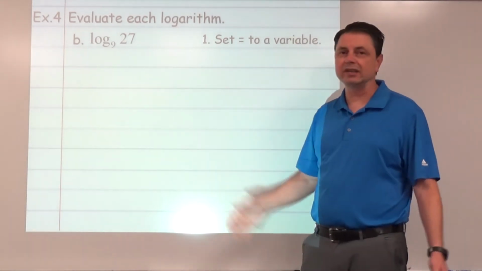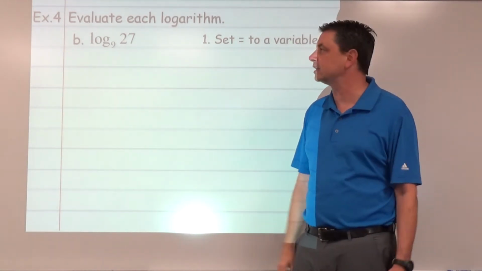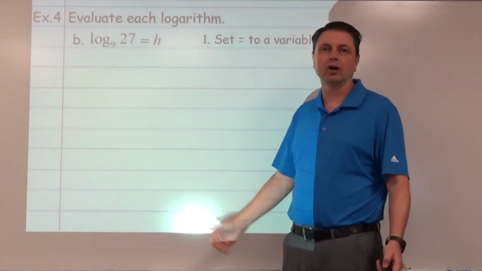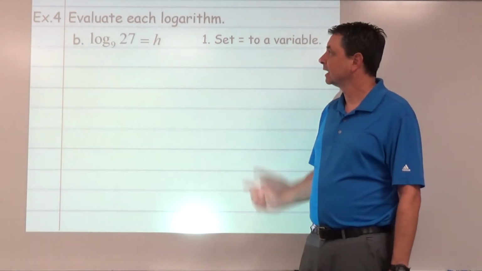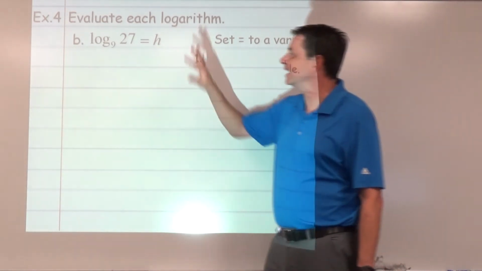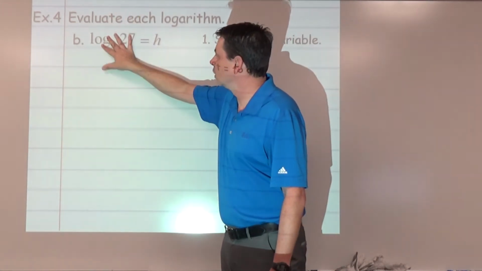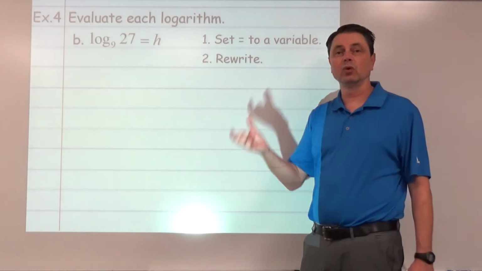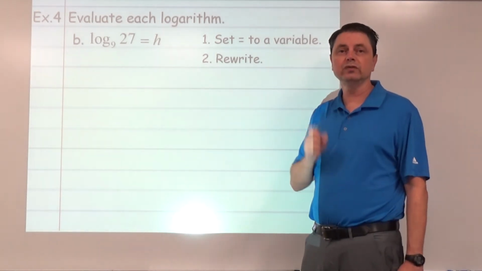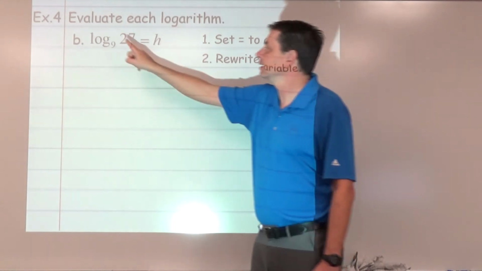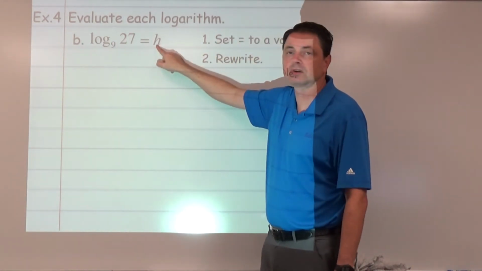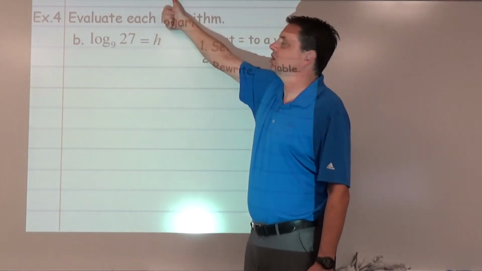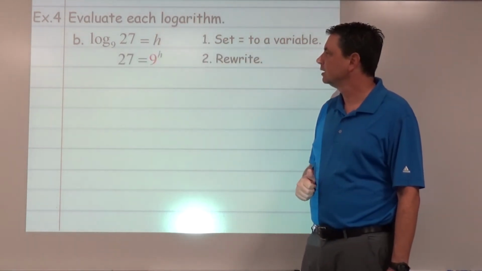Step 1, set it equal to some variable you choose, whatever you want it to be. Say we say H. You could pick K, you could pick X, you could pick R. It doesn't matter. Second step, rewrite it like we were doing before, from a log equation into an exponential equation. So rewrite from one form to the other. Move the base. 9 is the base, moves over here. So we get 27 equals 9 to the power of H.